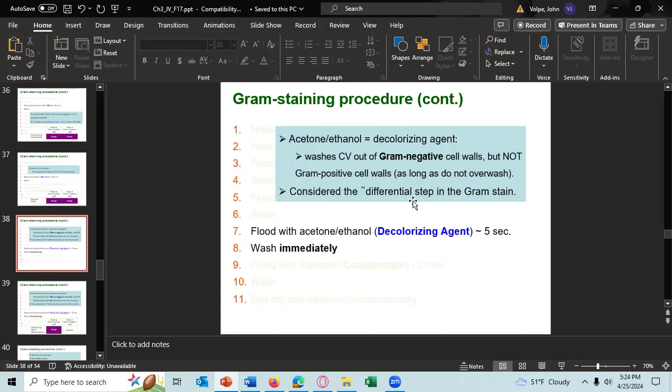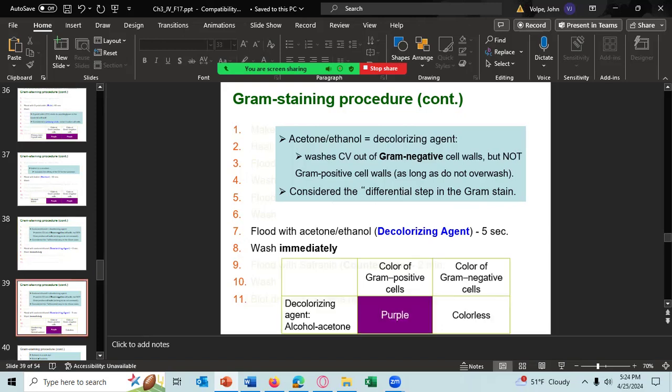You then wash the slide immediately because the trace agents that are remaining on the slide will continue to work and will, if given enough time, pull out the crystal violet iodine complex from the gram-positive cells. We don't want that to happen, so you wash the slide immediately to remove the decolorizing agent. After the application of the decolorizing agent, the gram-positive cells will be staining purple and the gram-negative cells will be colorless. Any question about any of that?